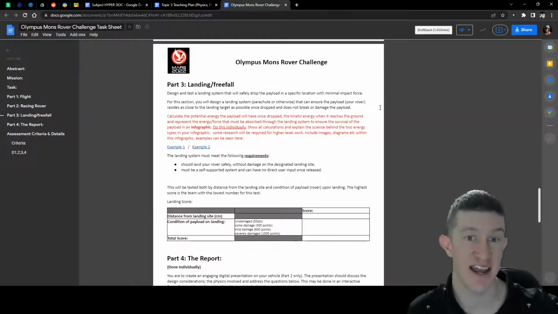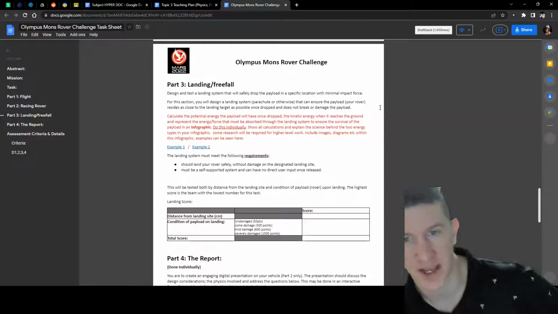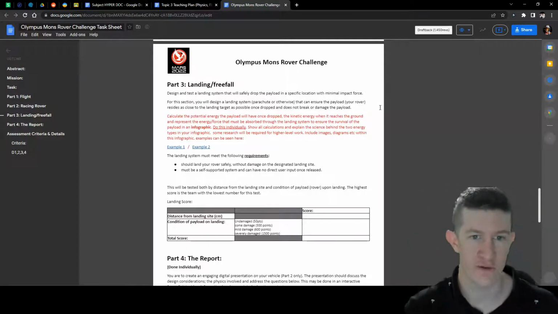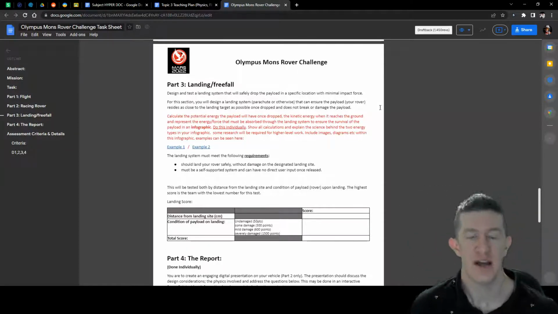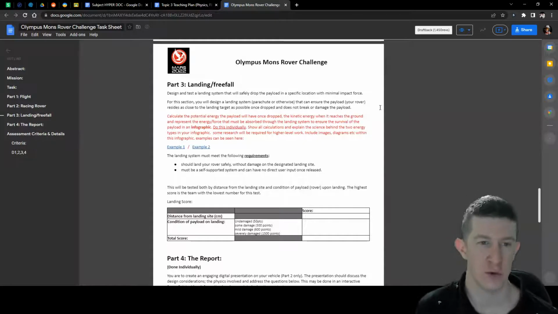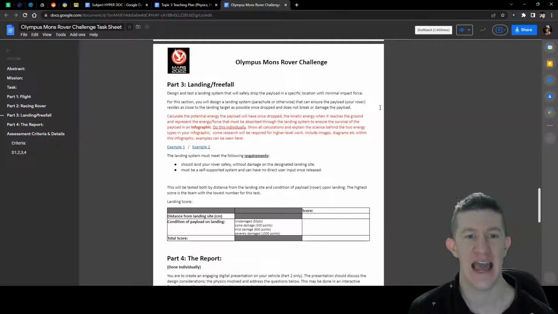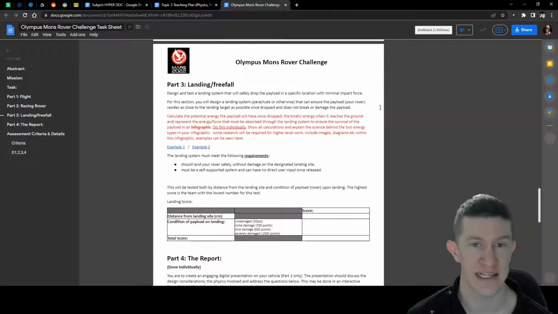In this case, our test is going to be a vertical test, so we are going to drop it vertically over a target marked on the ground below, and the idea is that your rover will land in that target and have minimal or ideally no damage whatsoever.